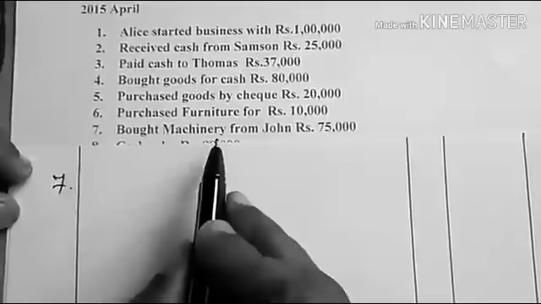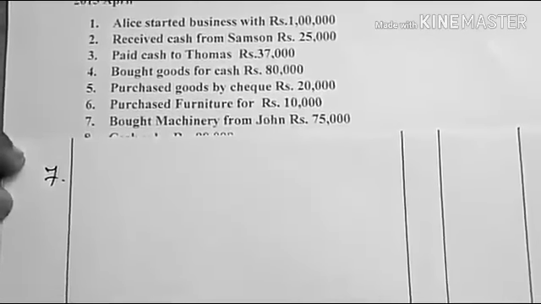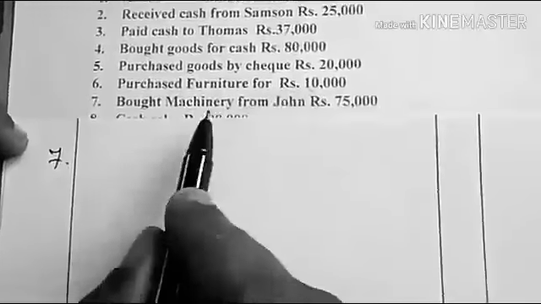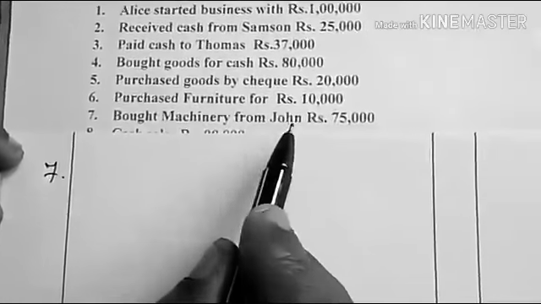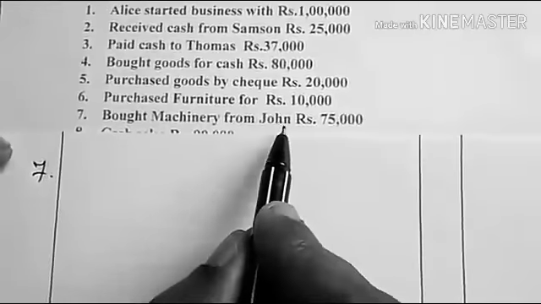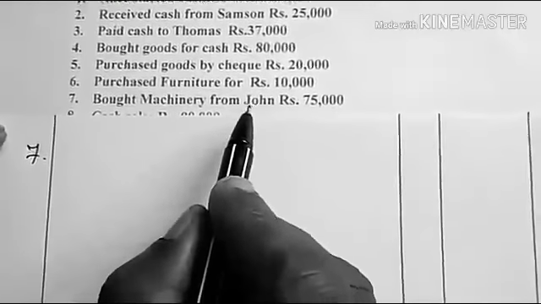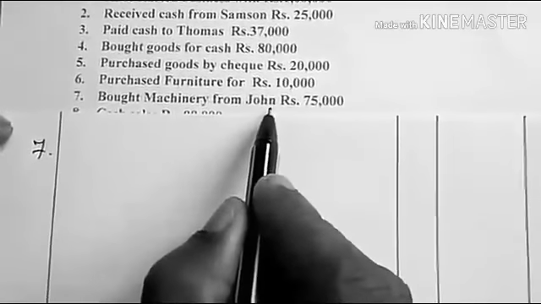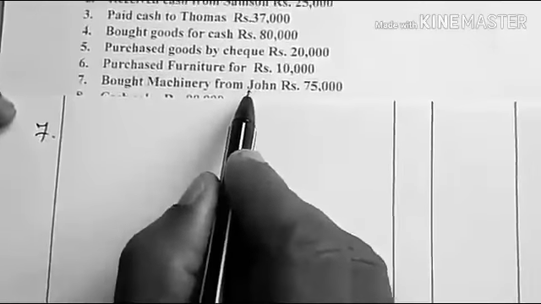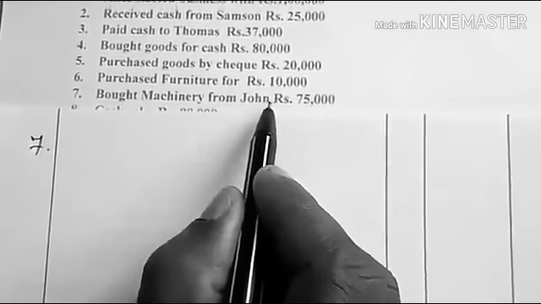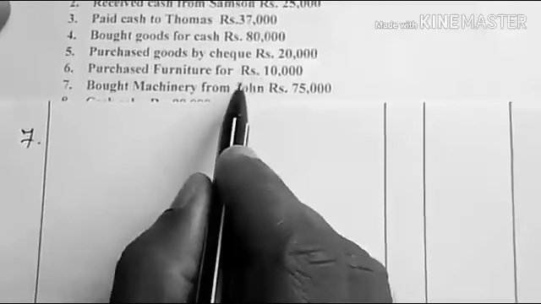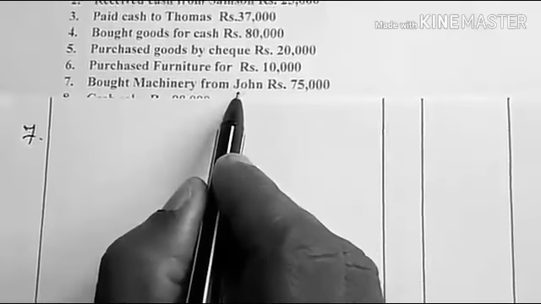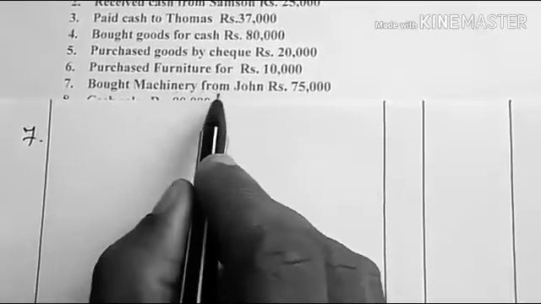Seventh one, bought machinery from John. See, in this transaction they have mentioned the name of the person from whom you have purchased the item. If you find any name of the supplier, it is a credit transaction, that is credit purchase. Machinery purchased from John on credit basis. If the name is not given, it will be a cash purchase, but they have clearly mentioned the name of the person, so it is a credit transaction. So instead of cash you have to write the name of the person from whom you have purchased the machinery.